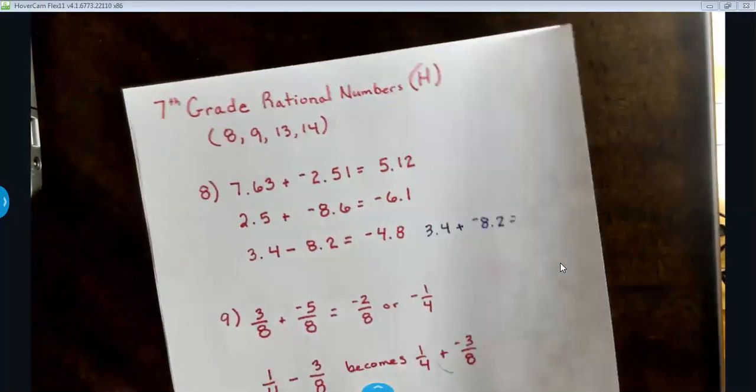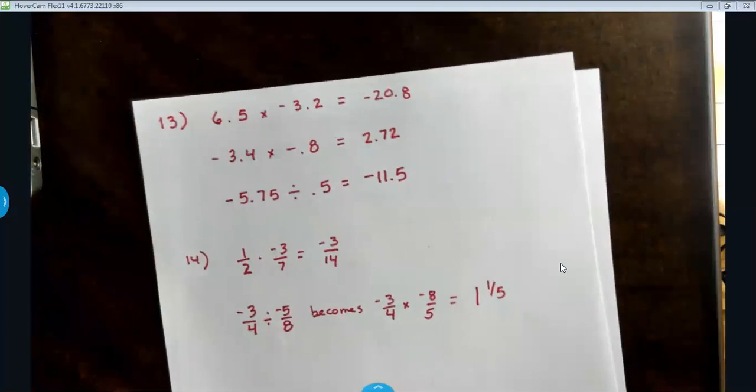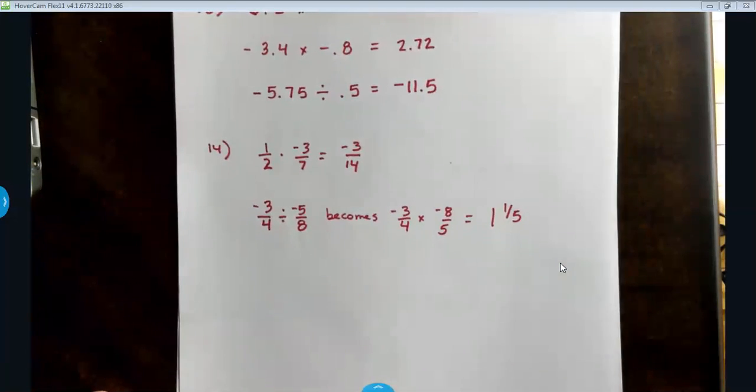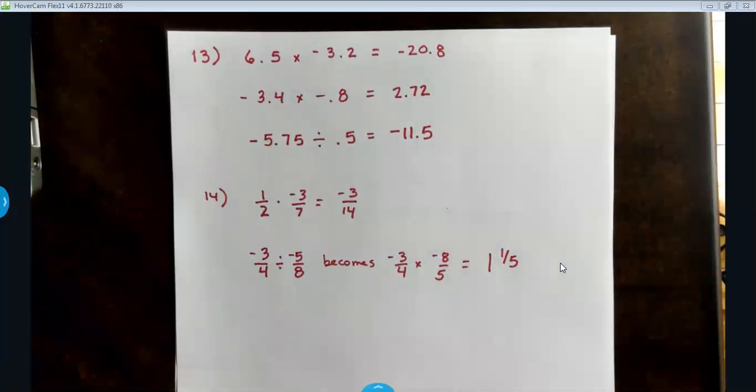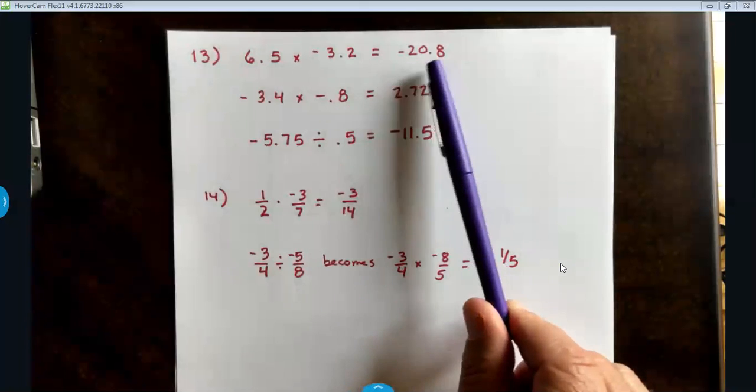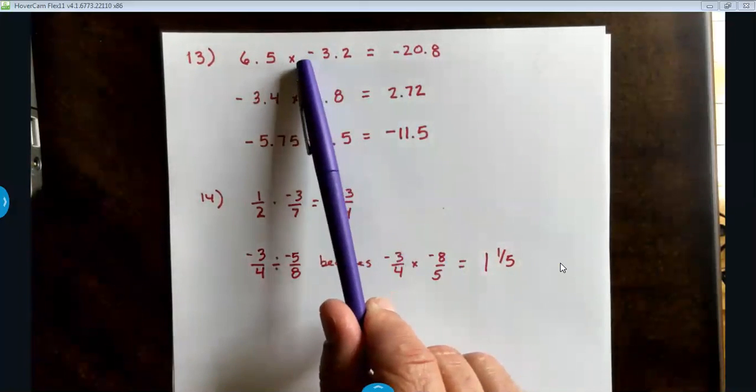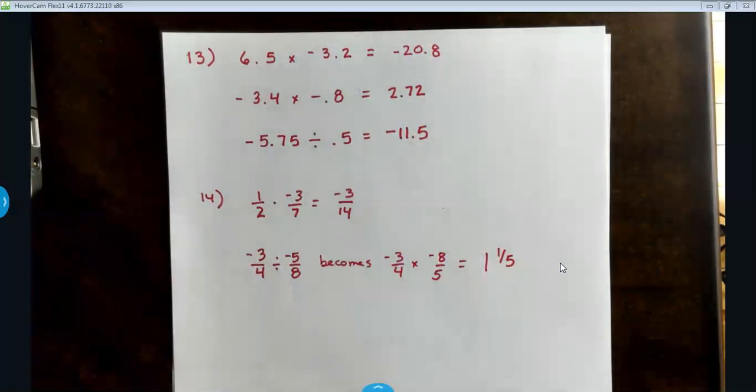Now, when we are multiplying and dividing, it's the amount of negatives involved that determines what our answer is. An even amount of negatives gets you a positive answer, and an odd amount of negatives gets you a negative answer. In the first example, we have one negative, 6.5 times a negative 3.2. So I'm going to multiply those two numbers like I normally would, and I would get 20.8. And it is negative because there is only one negative involved, an odd amount.